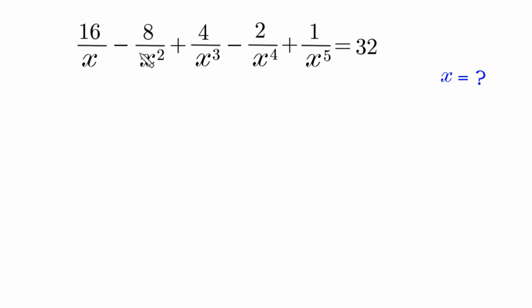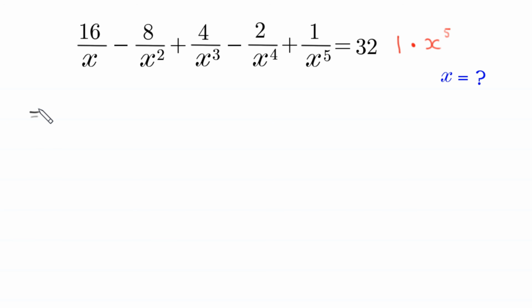16 over x minus 8 over x squared plus 4 over x cubed minus 2 over x to the power 4 plus 1 over x to the power 5 is equal to 32. We need to find all possible values of x. So let's start by multiplying both sides of this equation by x to the power 5.